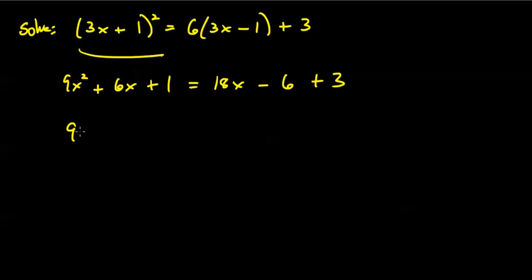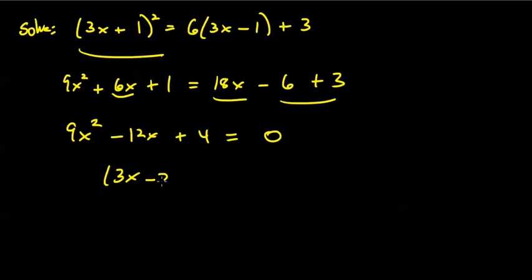There is no other x squared term, so 9x squared is going to stand alone. If I subtract 18x from both sides, well, 6x minus 18x gives me a minus 12x on the left. Minus 6 plus 3 is minus 3, and then I'll add 3 to both sides to get 4 on the left and 0 on the right. So basically I subtract 18x from both sides, and I'll add 3 to both sides to get this resulting trinomial of degree 2.